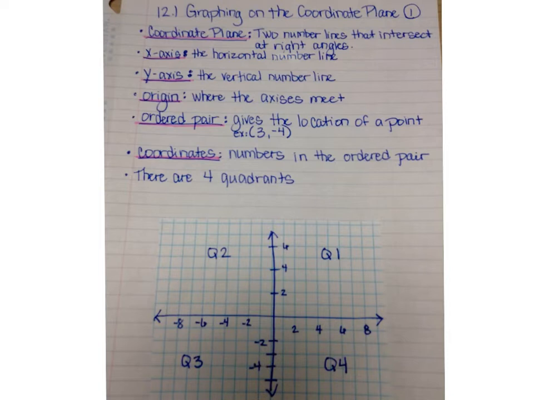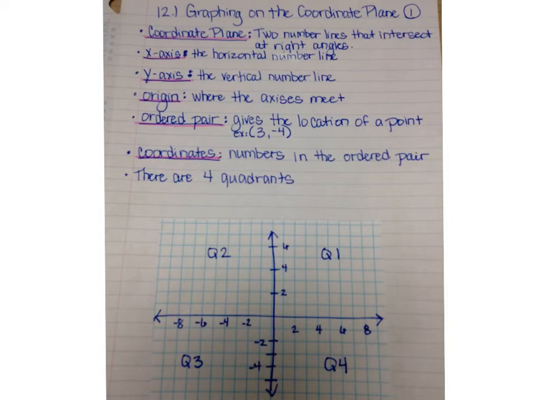And then an ordered pair gives a location of a point. So, for example, it'll be (3, -4). That is an ordered pair. And then each of those numbers in the ordered pair is called a coordinate.